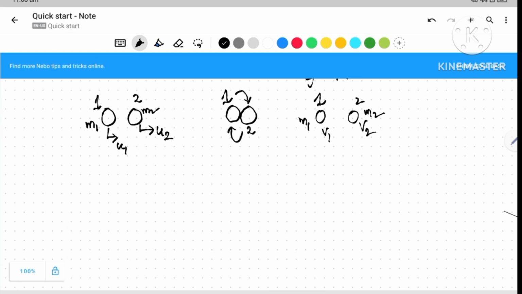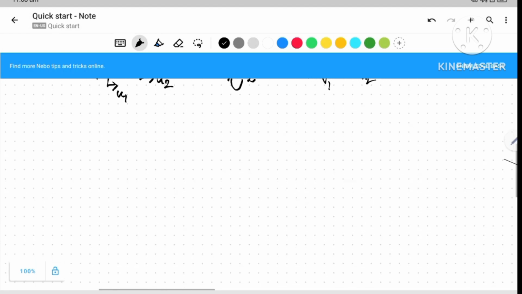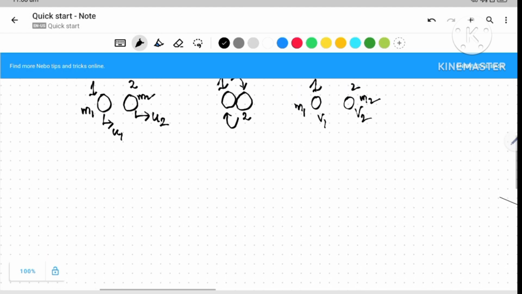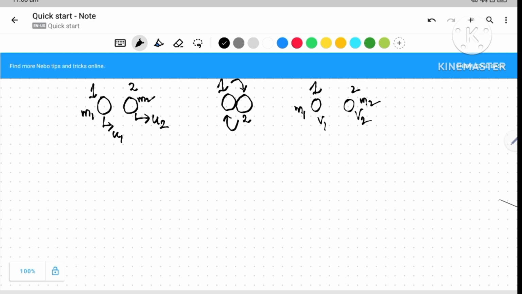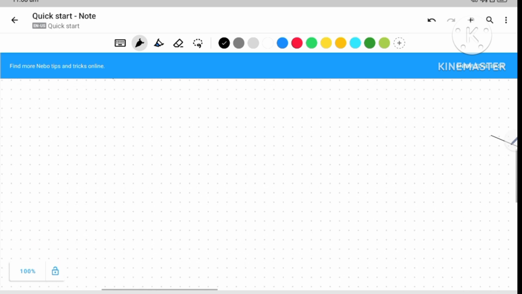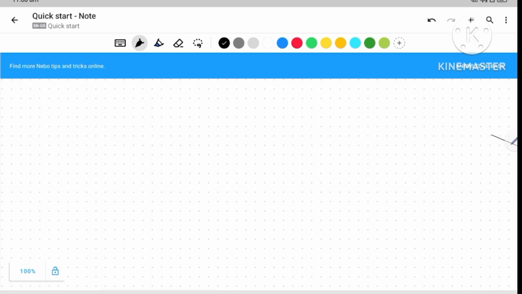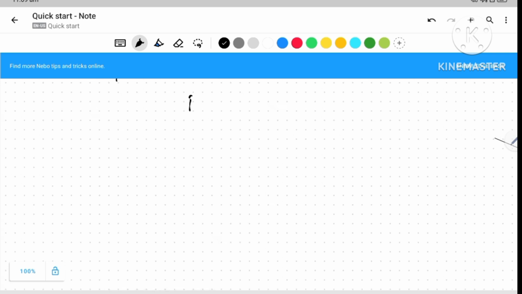According to Newton's third law, the force applied by the first body on the second body and the force applied by the second body on the first body are equal in magnitude and opposite in direction. Therefore we can write F1 bar, the force exerted on the first body, equal to minus F2 bar. This minus indicates the action and reaction forces are opposite to each other.